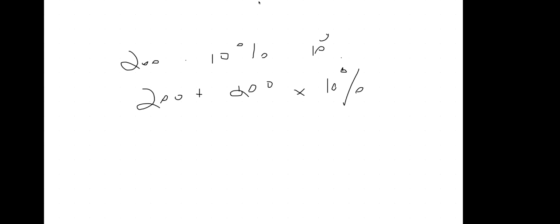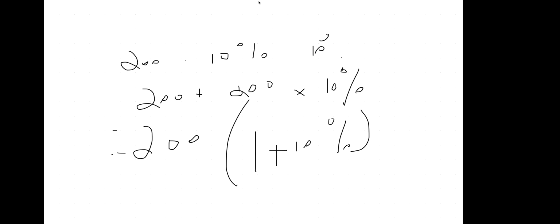But can we do that? We take the 200 out and times the bracket. Is it 1 plus 10%? Do you understand? So this one equals 200 plus 20 equals 220, correct? And this one is the same. It's 200 times 1.1 equals 220. Did you get it?